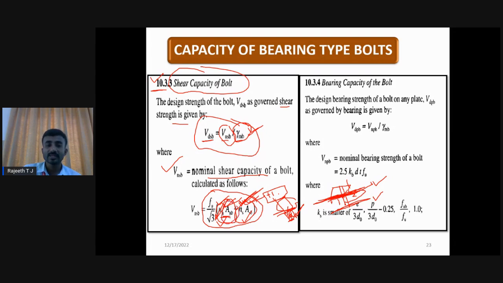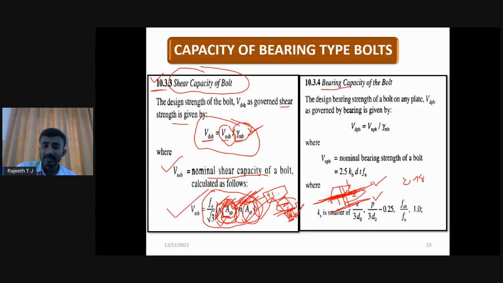Whereas what is Anb? Anb is the net area we should calculate. The net area we take as 0.78 times the gross area. Gross area is nothing but the shank portion area, Asp. What is Asp? Asp is the shank portion area of the bolt. If you know the diameter, we can calculate the cross-section area of the bolt. That is a circular one, pi d square by 4. If you take 0.78 times pi d square by 4, then you will get Anb. Since in the thread portion we removed some material, we end up with a lesser area. This is the formula for the nominal shear capacity of the bolt.